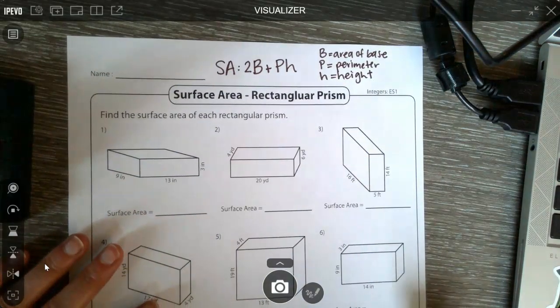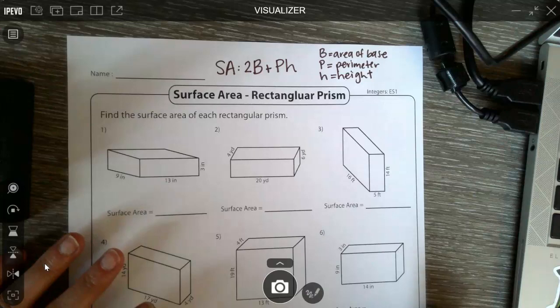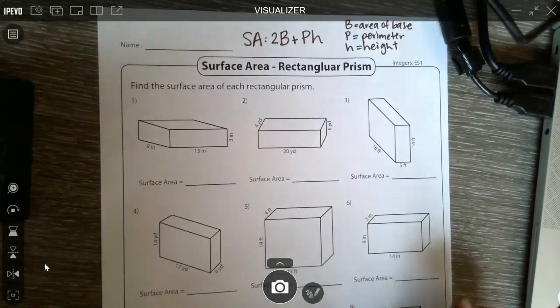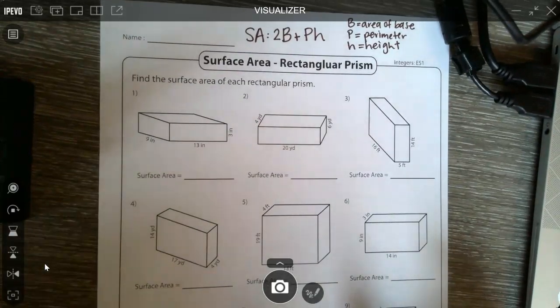Okay? When you're dealing with rectangular prisms, it's super nice because you have 6 sides every time. You are going to find the area of each side, and you can just add all 6 together. So I'm going to show you this 2 different ways. If we do number 1 together, everybody should have number 1 done because you're doing it with me, okay?